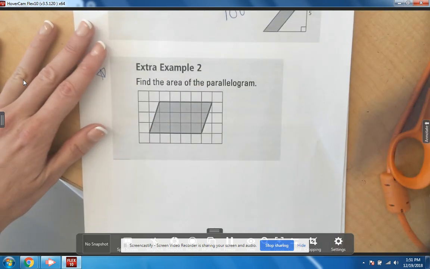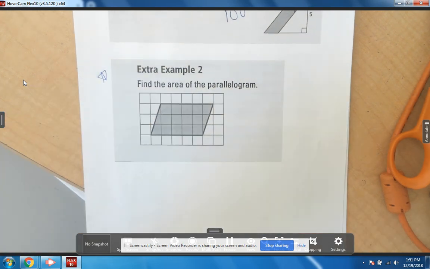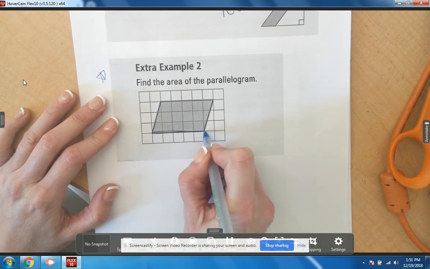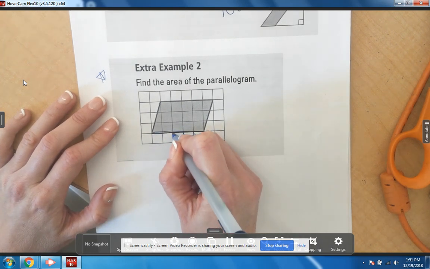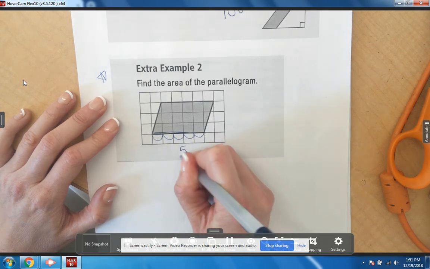For this one, they're giving you a grid, so you have to figure out what your dimensions are and then multiply them. So I'm going to try one like this, and then I'm going to give you one to try. So you just watch. So my base is going to be this line here. What I do is draw loops between the boxes and count how many loops I have. So this has 1, 2, 3, 4, 5 for my base.